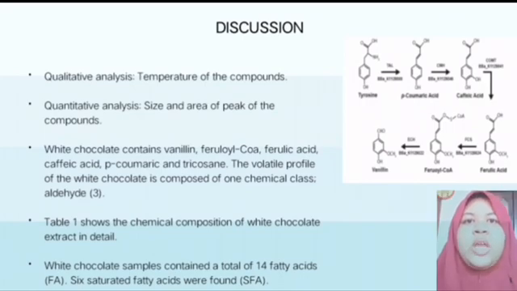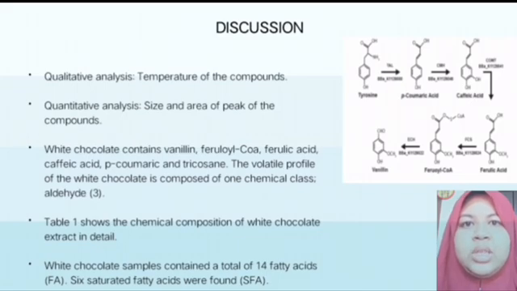Table 1 shows the chemical composition of the white chocolate extract in detail. Based on area abundance, the compounds are presented in ascending order by chemical grouping. Figure 1 also shows that when the quantity increases, the wavelength also increases. The white chocolate sample contained a total of 14 fatty acids and 6 saturated fatty acids. The most abundant chemicals in this white chocolate sample were hydrocarbons. This was shown in Table 1.